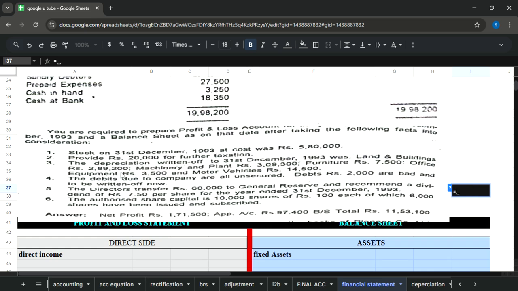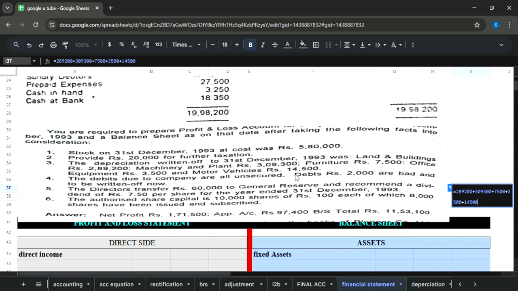First 289,200, then we have 309,300, then we have 7,500, after that we have 3,500, then we have 14,500.